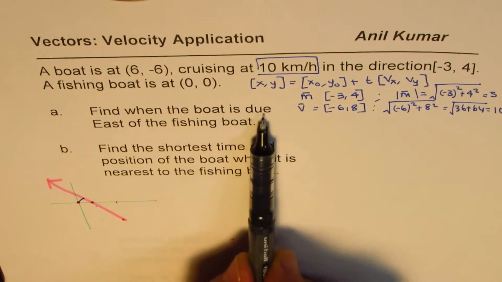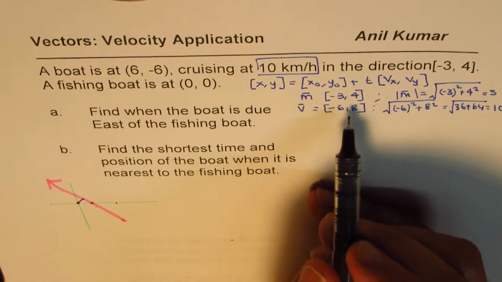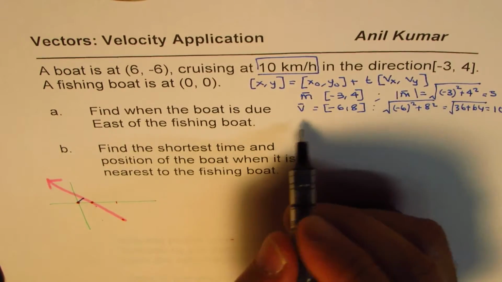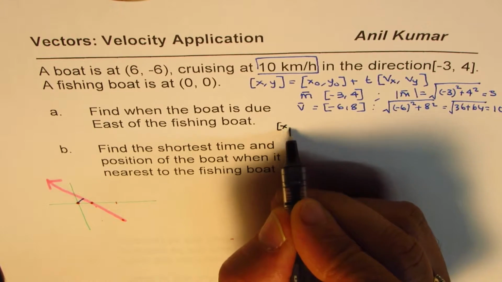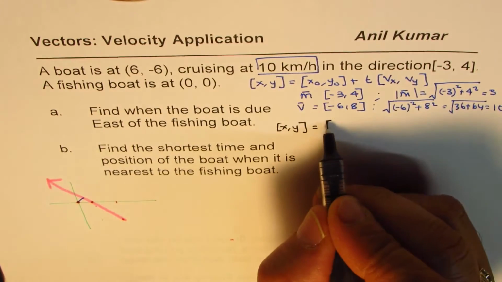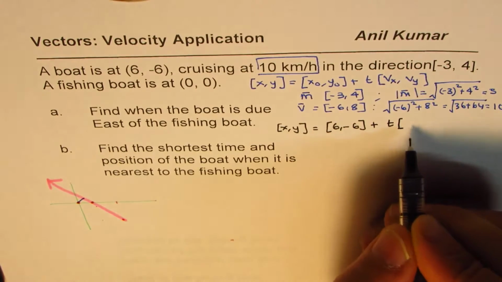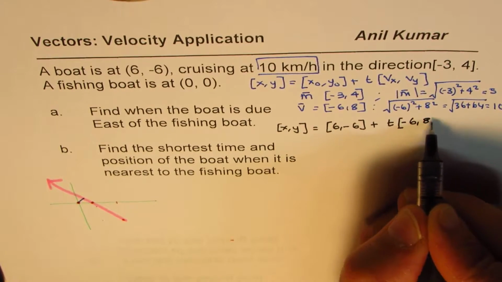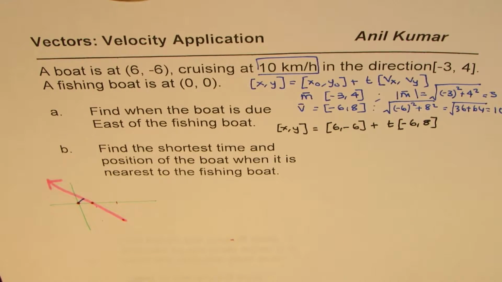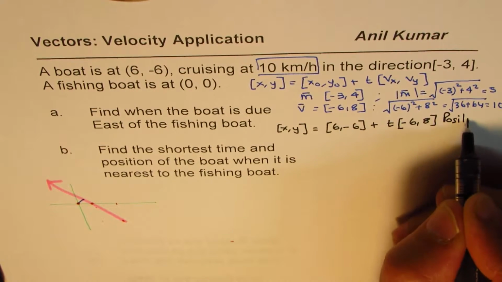Find when the boat is due east of the fishing boat. Well, I skipped two parts of this question. The first two parts were to write the equation first, so let me write down the equation. The position (x, y) will be the initial position (6, -6) plus time t times the velocity vector (-6, 8). You can see it is parallel to the direction, a scalar multiple, twice the direction. So that makes sense. That is my position vector.